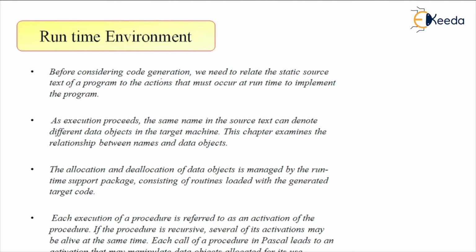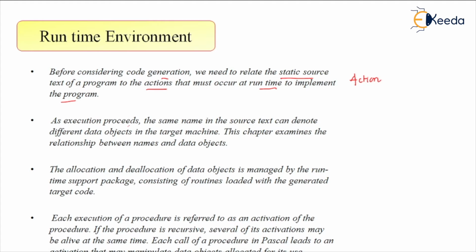Before code generation, we need to relate the static source text of a program to the actions that must occur at runtime to implement the program. So when we run the program and implement it, what kind of actions are required? Okay, so that is one issue.